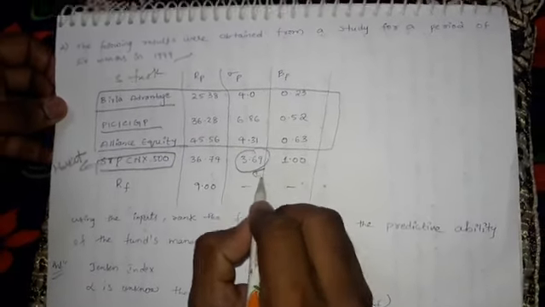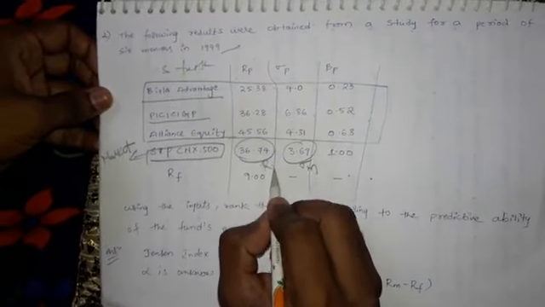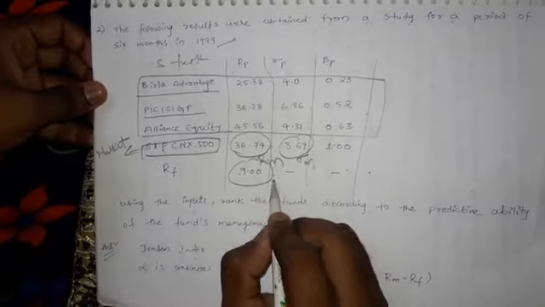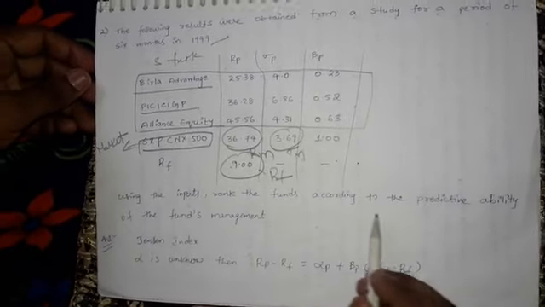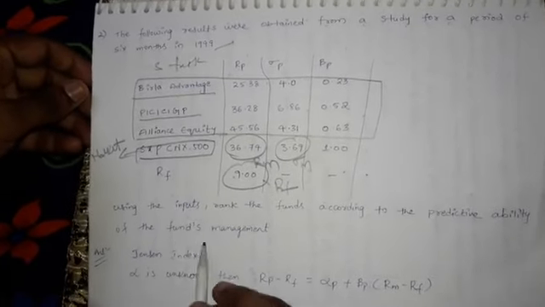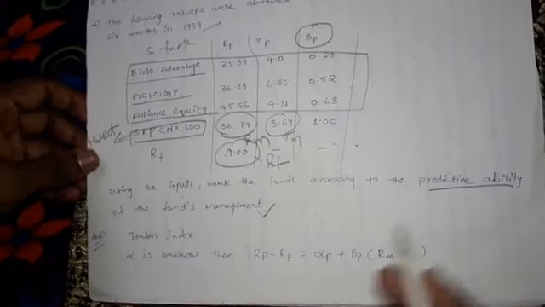market. So here, the market value is sigma m, this value is RM, this 9.00 is the RF value. Using the above inputs, rank the funds according to the predictive ability of fund management. Predictive ability and Jensen's model are both the same. So in this model beta values are given, then no problem.